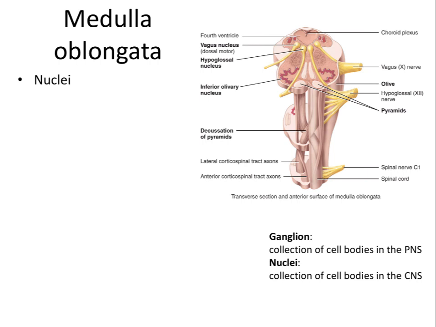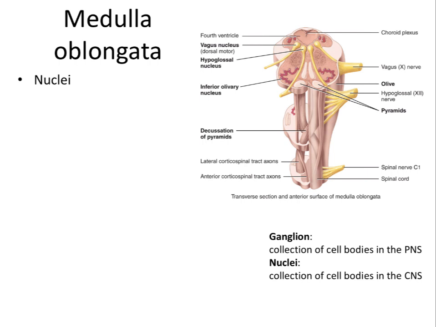So a nucleus is pretty much the same thing, a collection of cell bodies, but this time it's in the CNS. And if you think about the types of neurons that are in the CNS, those are the interneurons, which are multipolar neurons. So if the cell bodies are all together, there's a lot of dendrites and a lot of synapsing happening in these nuclei.